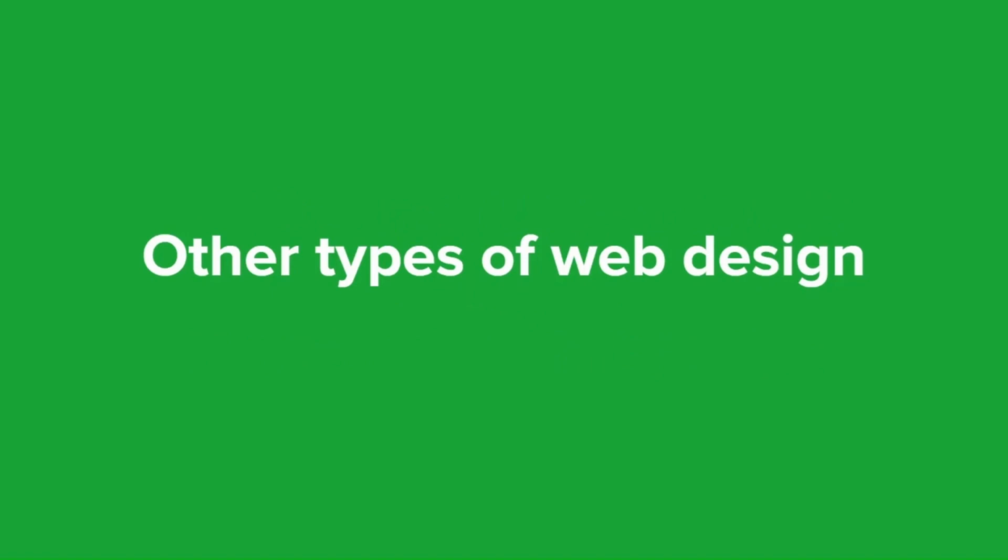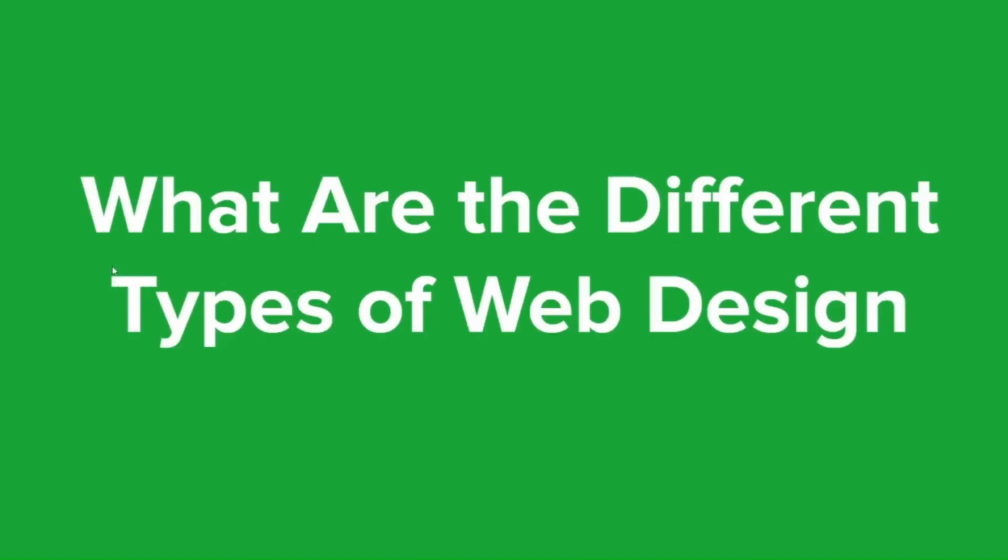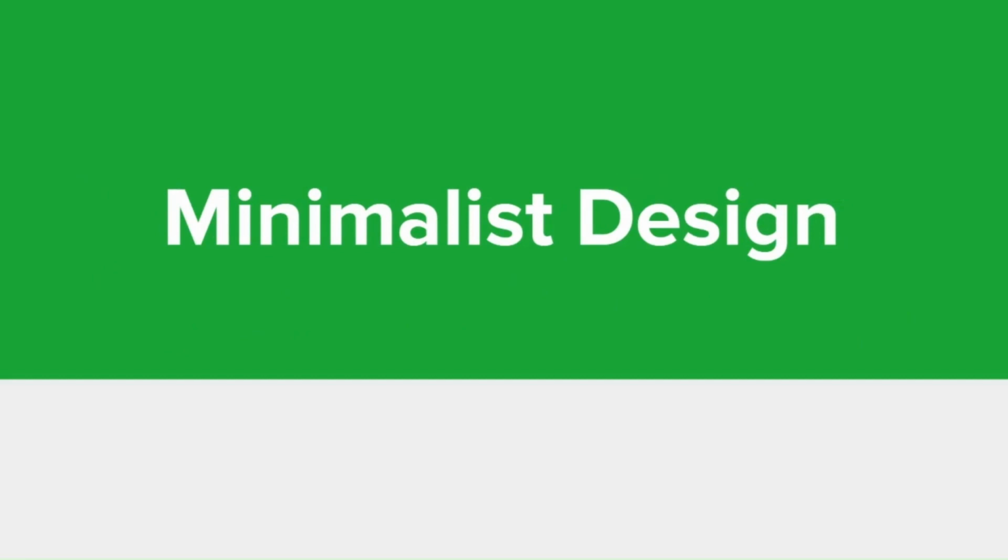So now let's talk about some other types of web design, and it's important to note that these types of web design don't always have to be separate to the user-centered approach. It could be that they're combining two different types of web design and also combining the user-centered approach with that as well. So what are the different types of web design? One of the types of web design is a minimalist design. A minimalist design features a simple layout, limited color palette, and minimal use of graphics or other visual elements.